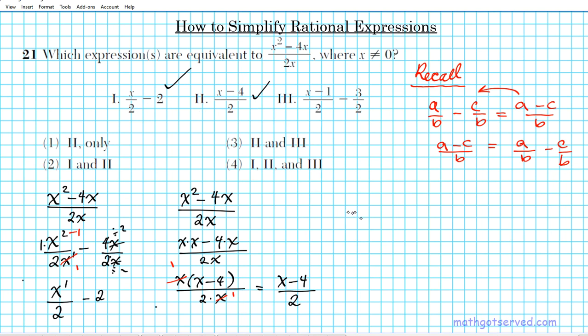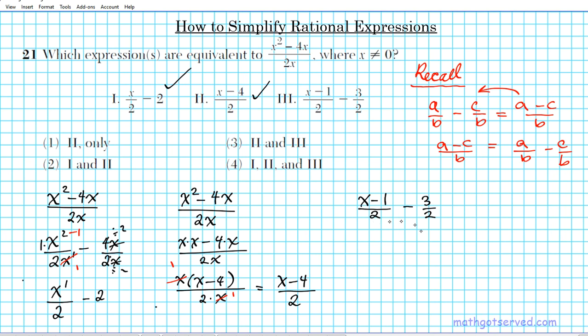Now how about option 3? Option 3 looks a little bit complicated: x minus 1 over 2 minus 3 over 2. We simplified the original problem using two methods, and we arrived at these two options right here. So we've already exhausted our possibilities. In order to attack this one, what we're going to do is work from the answer to the question. Let's simplify this completely and see if we arrive at the question.